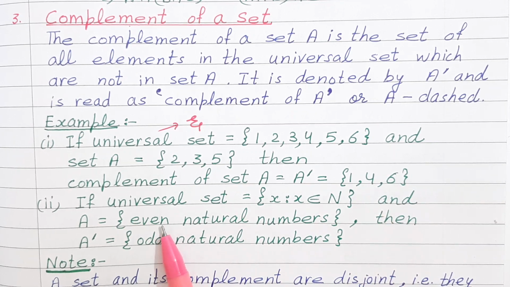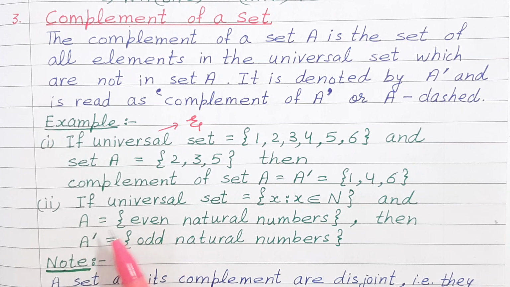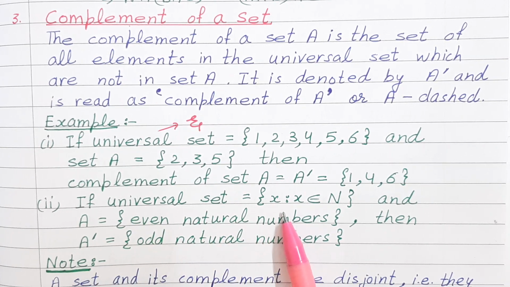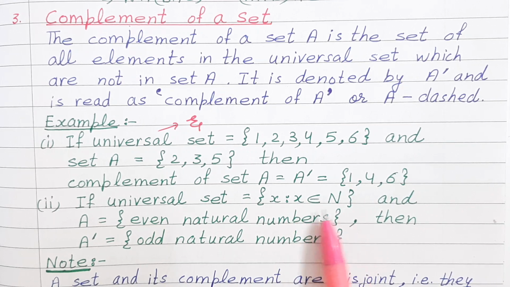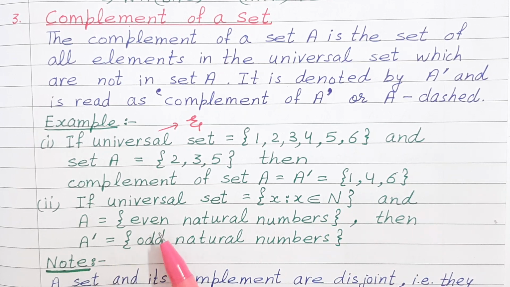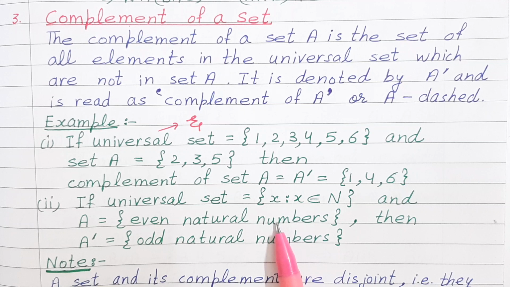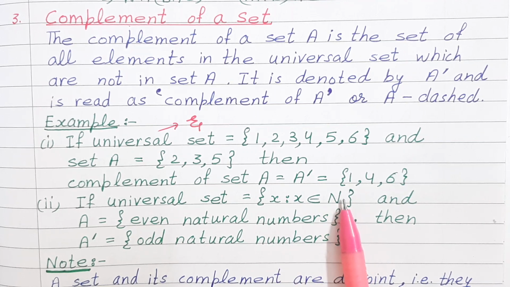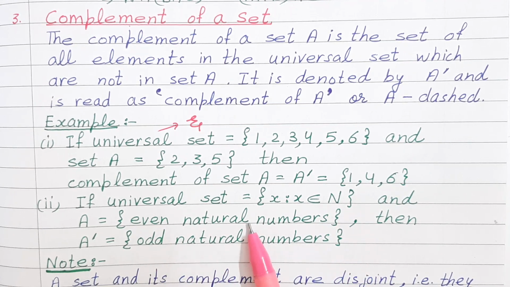Now let us discuss one more example. If universal set is x such that x belongs to N. Now N means what? N means all the natural numbers and A is all the even numbers. Now out of the natural numbers, if A is even numbers, then A complement will be odd natural numbers, right? I hope you have understood now.